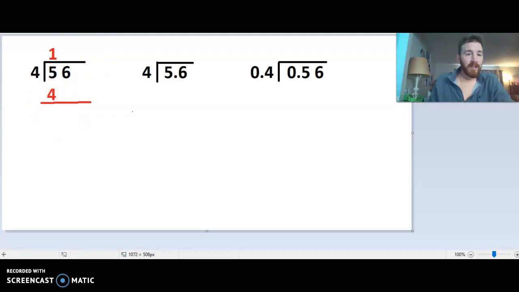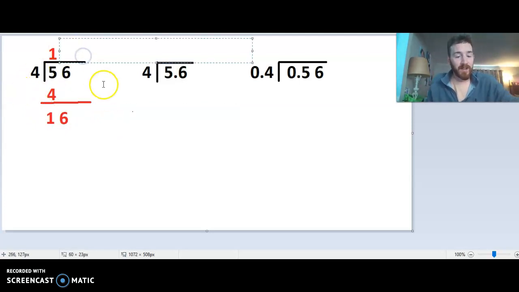So I can then bring down my 6. So I have 1, bring down my 6, I have 16. Then I can think how many times does 4 go into 16? Of course, that's 4 times.